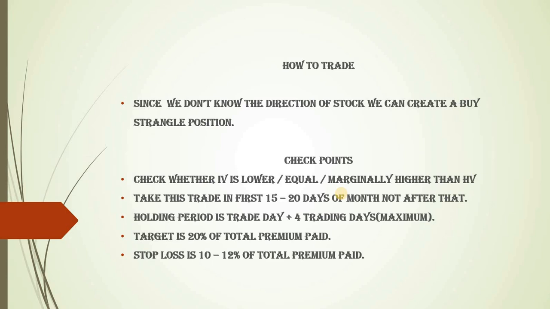Number one, check whether IV is lower, equal, or marginally higher than HV. IV stands for implied volatility and HV stands for historical volatility. Historical volatility can be of 20 days or maybe 30 days. We know that volatility is mean reverting in nature. When IV is lower than HV, we can expect the IV to shoot up. If this is not the case, then still there is very little chance for IV to crush further. We will hardly lose any money due to IV crush.